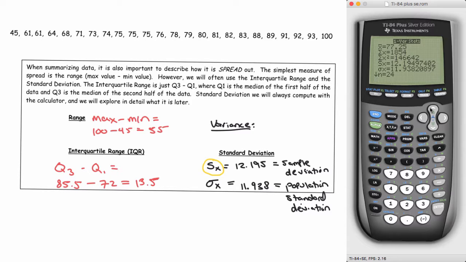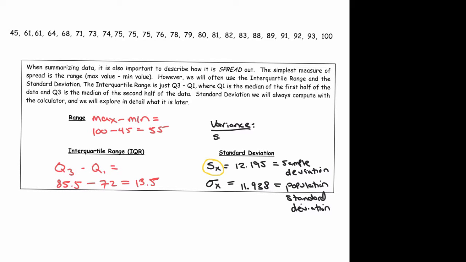Now all the variance is, is just the square of those numbers. So if you just take your standard deviation, your sample deviation, and you square it, you get 148.72. So that's the sample variance. And of course, if you square the population standard deviation, you get 142.52. And that's the population variance.